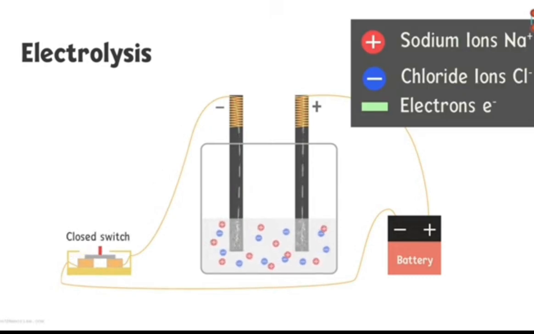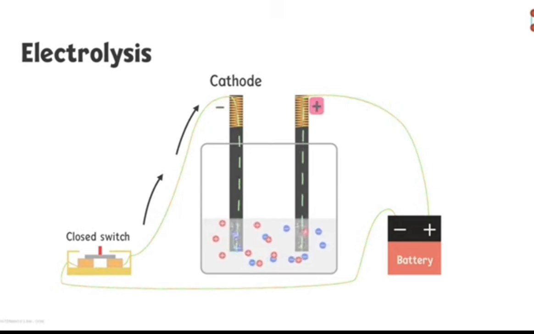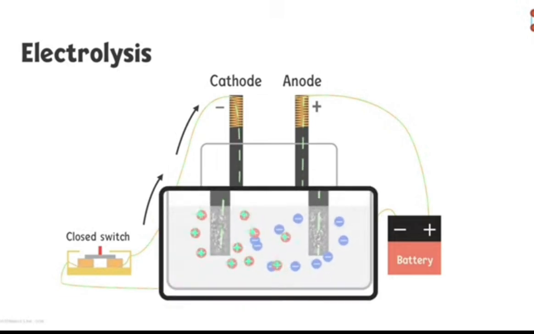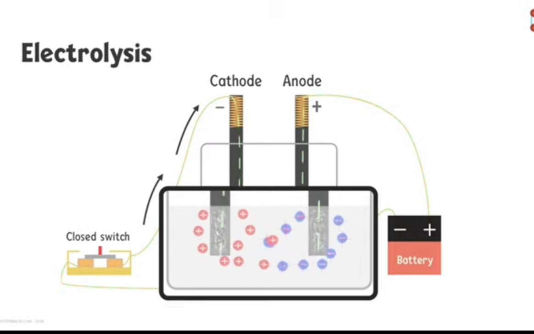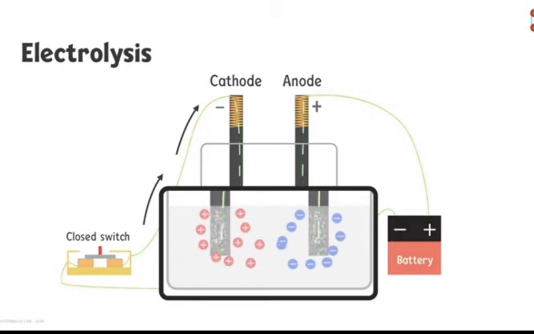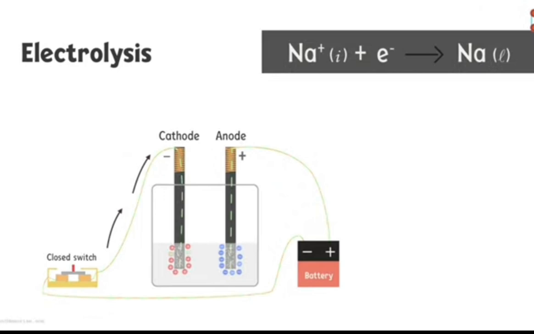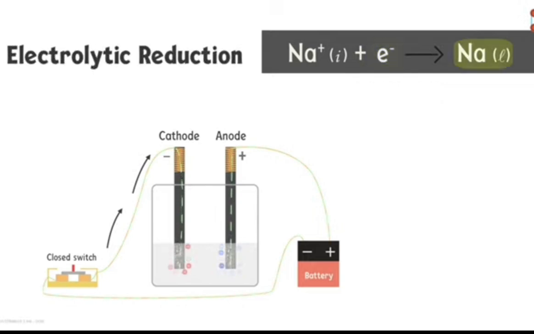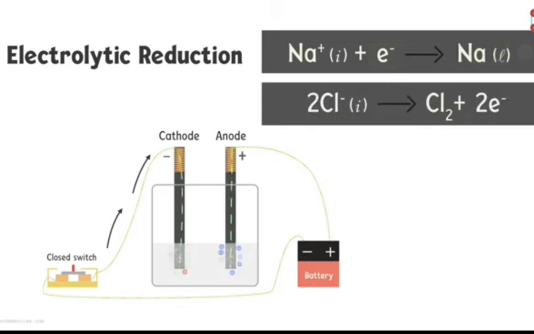So the switch is closed. The negative terminal is called as the cathode and the positive terminal is called as the anode. So the positive ions are attracted towards the cathode and the negative ions are attracted towards the anode. So at cathode what we get is the sodium metal. This is called as the reduction, and what we get at anode is the chlorine gas, and this is called as the oxidation.